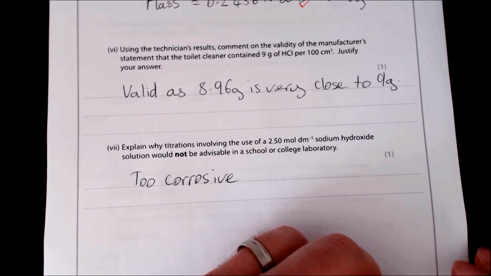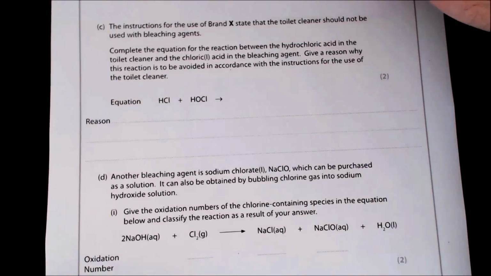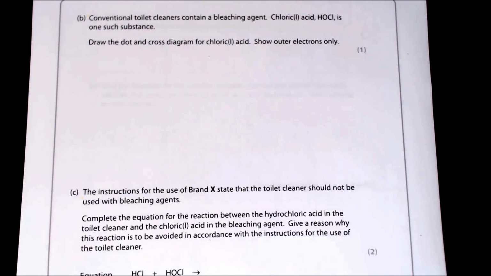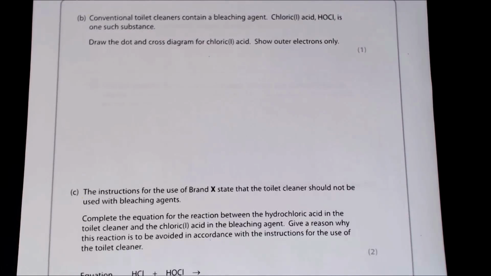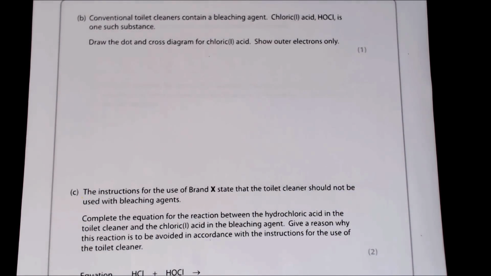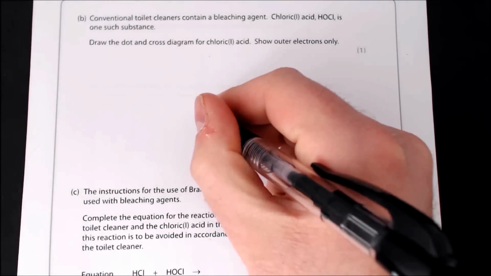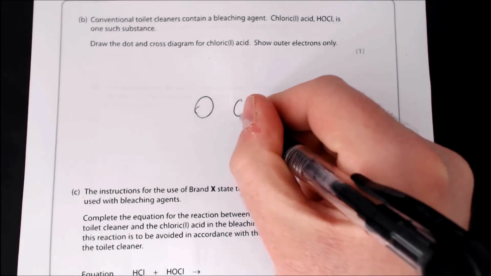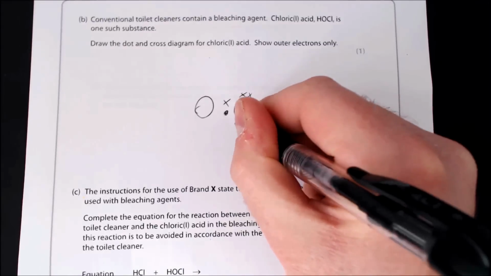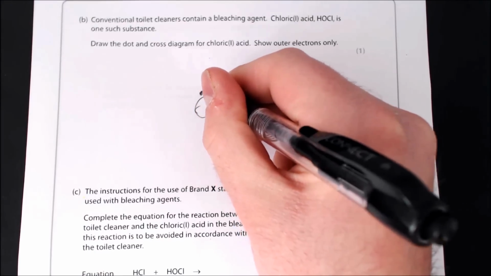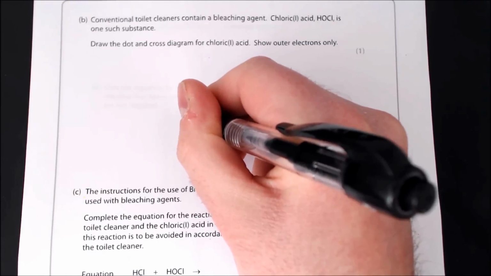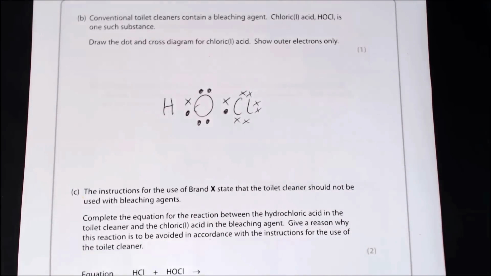So the next question. Okay, so this is B. It says conventional toilet cleaners contain a bleaching agent, of which chloric acid, HOCl, is one such substance. Draw a dot cross diagram for chloric acid and show outer electrons only. Right, so what we're going to do is draw our oxygen in the middle. We know oxygen has 6 electrons, and it's going to bond with the chlorine. It's going to share an electron there, and chlorine's obviously going to have 7 electrons in its outer shell. Oxygen has got 6 electrons. And then hydrogen is going to bond there, and that would get you the mark.